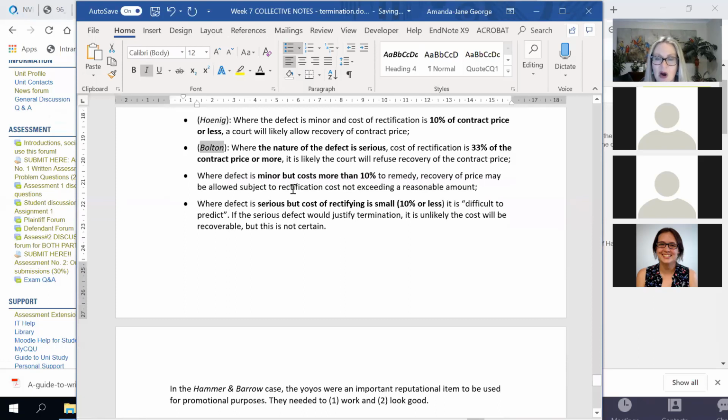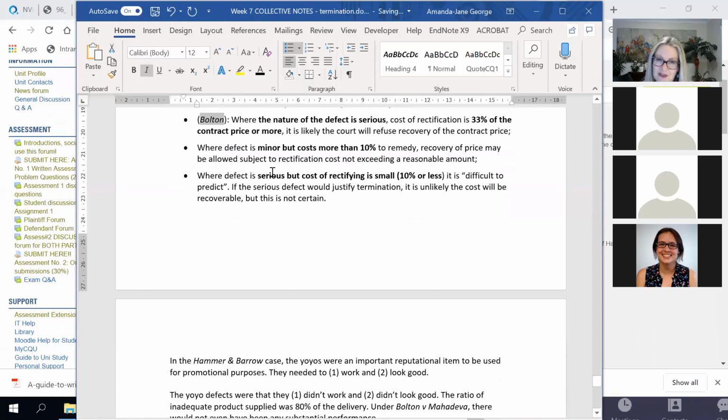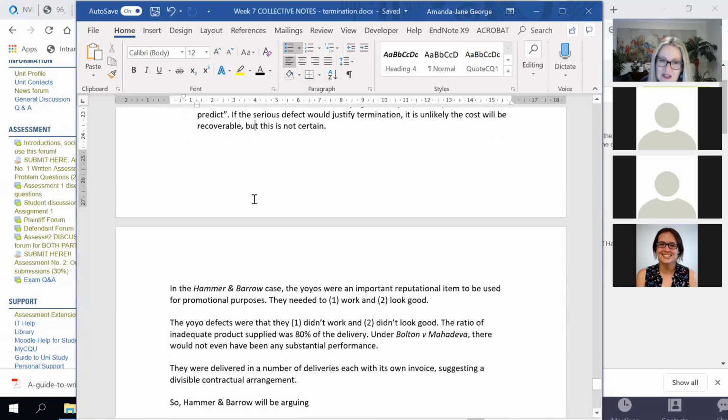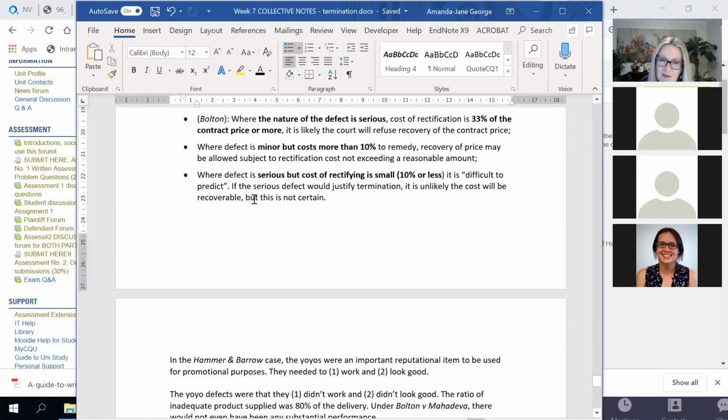If the defect is minor, but it costs more than 10%, recovery may be allowed subject to rectification cost. Where a defect is serious, but the cost is small, this is what Willmott says: it's difficult to predict. Don't you love that when they just throw up their hands? It really is a case-by-case analysis, as I said. I hope that makes a little more sense.